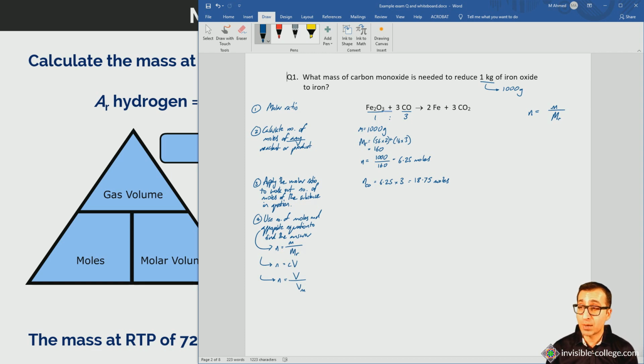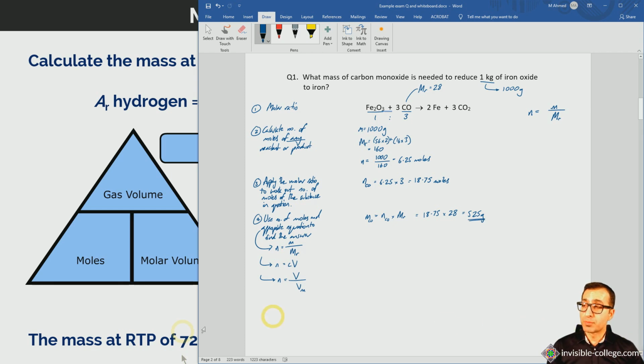So in this case, we're being asked to calculate the mass of carbon monoxide. Now the relative formula mass of carbon monoxide is going to be 12 for the carbon plus 16 for the oxygen. So this would give us 28. And so the mass of carbon monoxide is equal to the number of moles of carbon monoxide multiplied by its relative mass. So this is going to be 18.75 times 28, which gives us a mass of 525 grams.